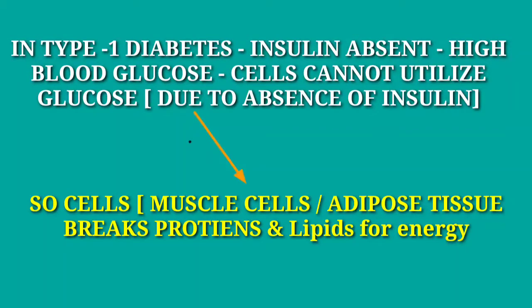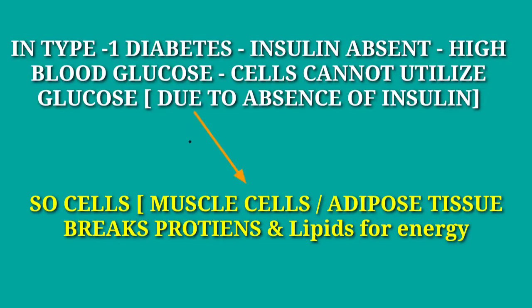The cells cannot utilize the glucose because insulin is required. It is the key for the cells to utilize the energy. Just as an example, if you want to get into your home and it is locked, you must have the key to your home. If you don't have the key, you cannot enter your home. In the same way, for glucose to enter into the cells or be utilized by the cells, it needs a key called insulin. If this insulin is absent, they cannot utilize that glucose.